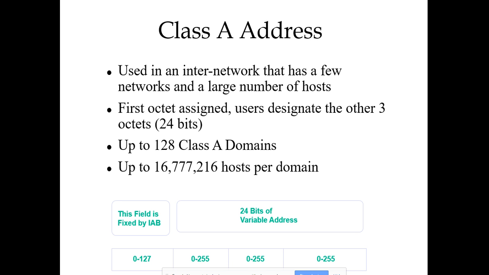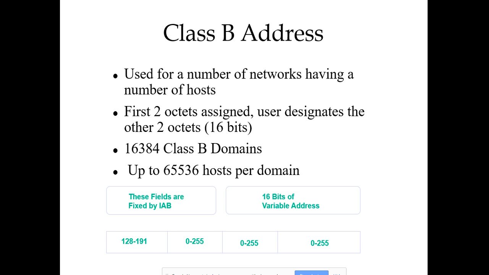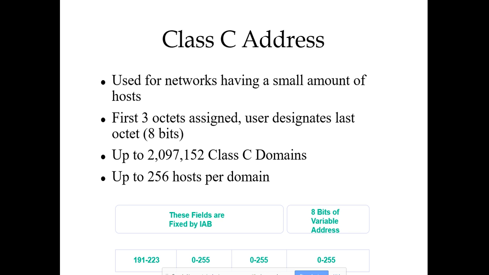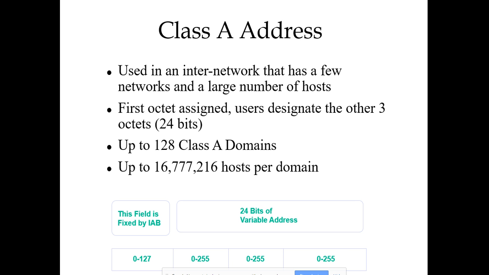So one thing that I didn't say here is, check it out, down here at the last bullet, 16,777,216 hosts per domain for Class A, 65,536 for Class B, and 256 hosts per domain for Class C. You can see that for each one of these, the domains increase. For Class A, it's 128.